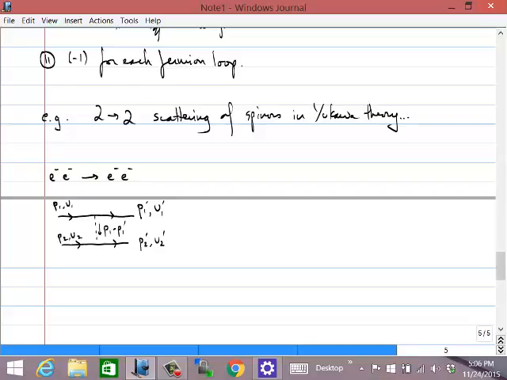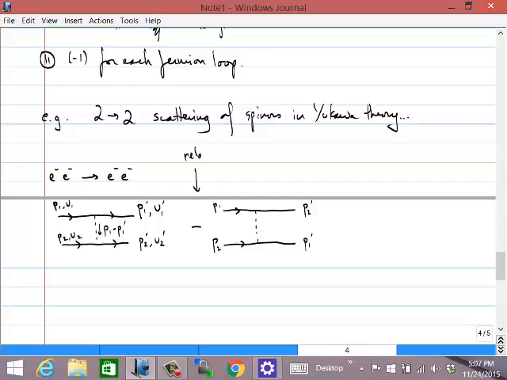And then there'll be a second contribution from a process where, because these are identical particles, P2 prime and P1 prime are interchanged. And there's a relative minus sign coming from the exchange of these external particles.